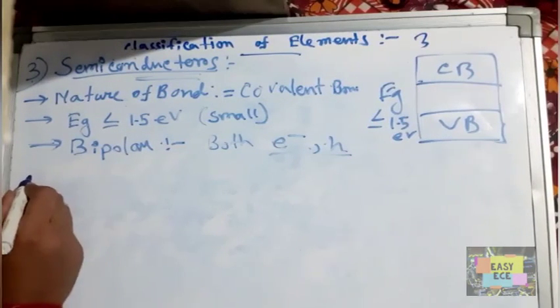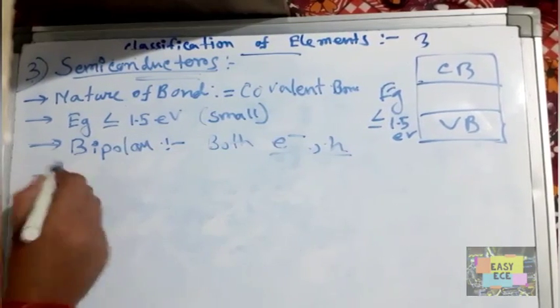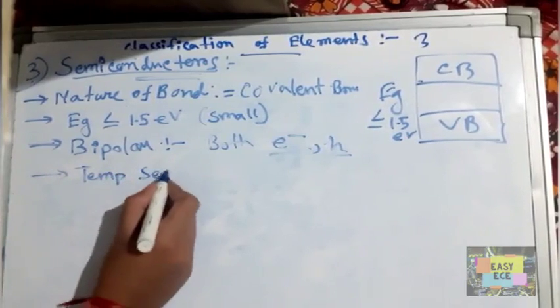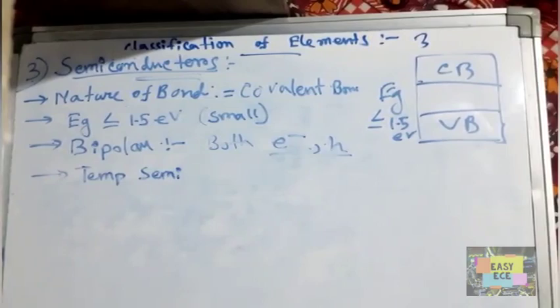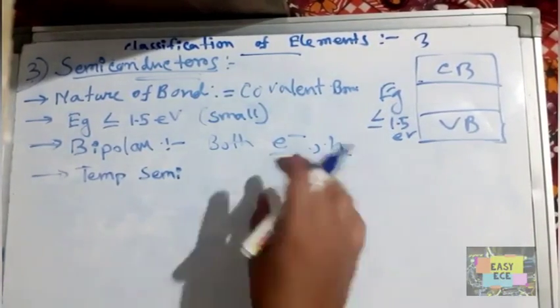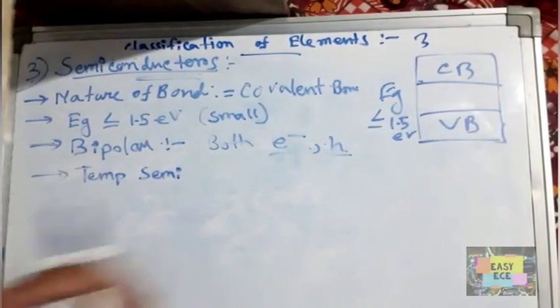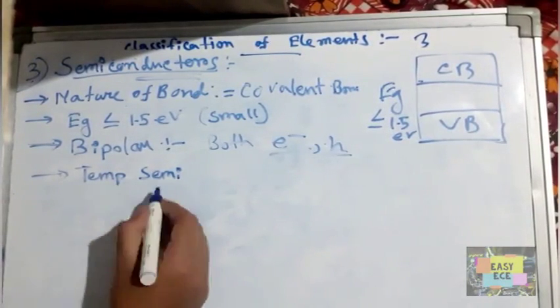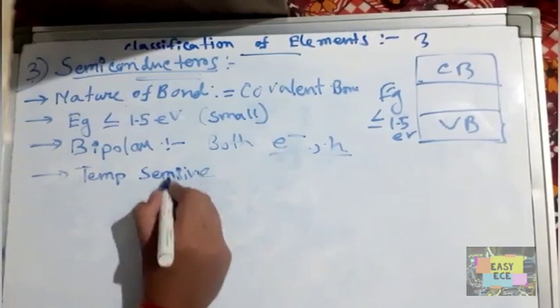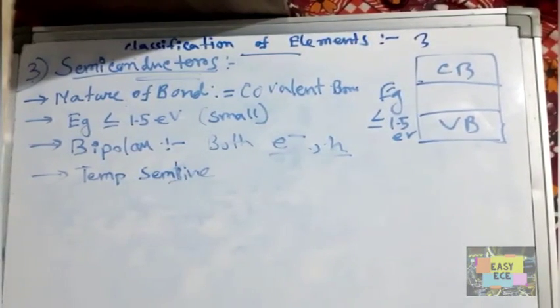Another point is that semiconductors are very temperature sensitive. If we increase the temperature, obviously the gap will become smaller and electrons or holes can move from the valence band to the conduction band. So it is temperature sensitive, and the energy gap is small.